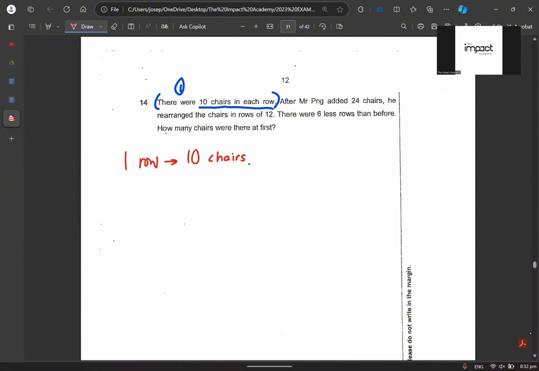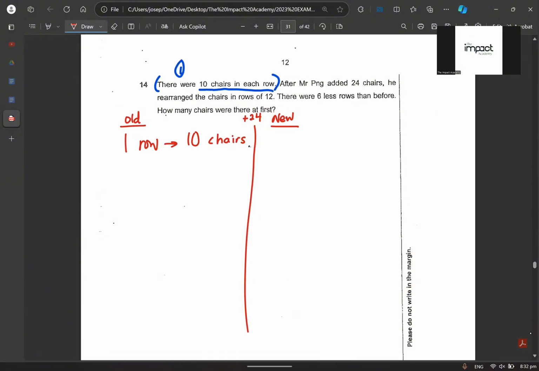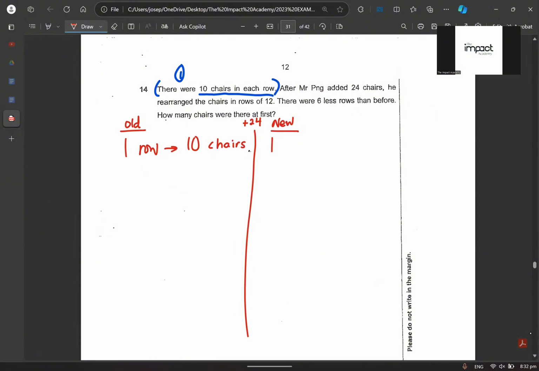Now, what did Mr. Peng do? He added 24. What happened? We don't know. So I call this my old. When he added 24, from my old to my new, there is a difference of how much? It's just plus 24. This is also a little bit like before and after. The before is 10 rows. How many rows do I have? I don't know.